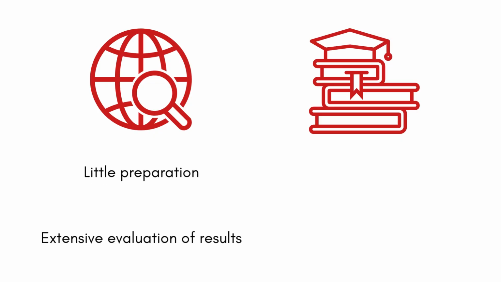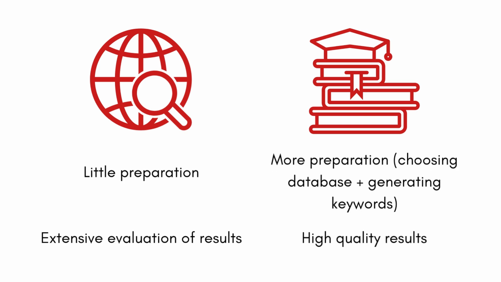Ultimately, you can think of the difference between these tools as a trade-off. While it's very easy to do a Google search, there's a lot more work you have to do to sift through results and make sure they are accurate and of good quality. With an academic database, you may need to do some more work up front by deciding on a database and developing keywords, but the results you get are more specialized and don't require the level of evaluation search engine results do.